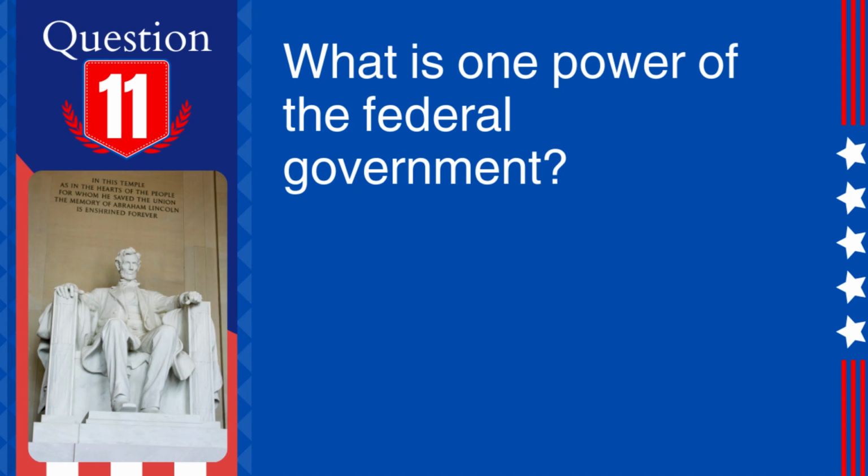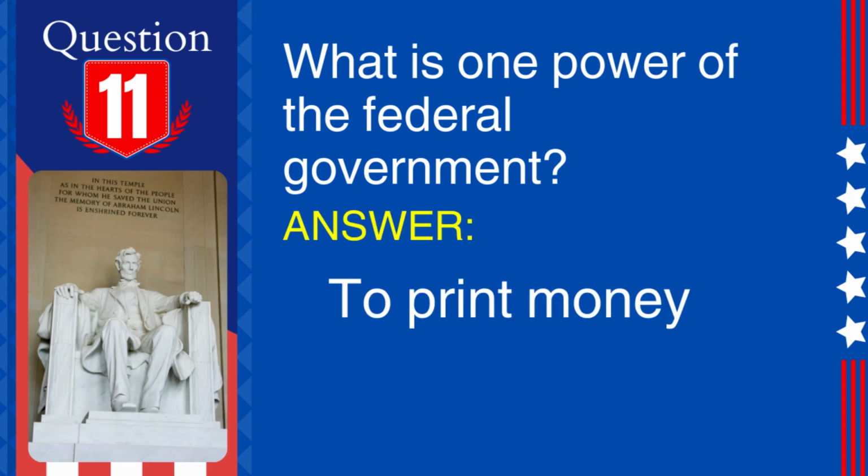11. Question. What is one power of the federal government? Answer. To print money. Explanation. The Constitution grants the federal government the power to print and regulate money.